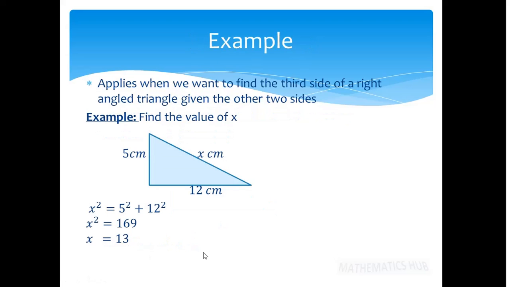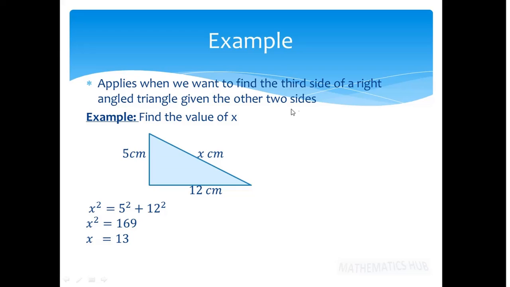Let's look at an example. In this example, we want to find the value of x. So we are given two sides, 5 and 12, and we want to find the value of x. According to the Pythagoras theorem, x squared is equal to 5 squared plus 12 squared, and then we get 169. We introduce the square root sign on both sides, and we find that x is equal to 13 centimeters.